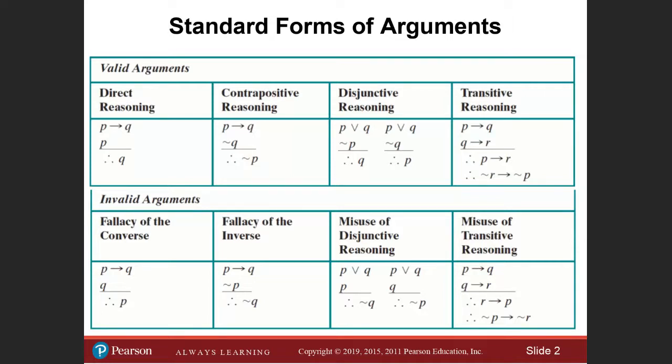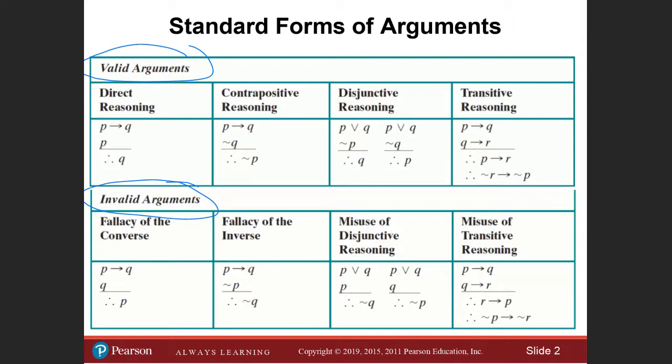Standard forms of arguments. We have the valid arguments and invalid arguments. Each has 4 types. So for valid arguments, you have the direct reasoning, contrapositive reasoning, disjunctive reasoning, and transitive reasoning. Whereas in invalid arguments, you have the fallacy of converse, fallacy of inverse, misuse of disjunctive reasoning, misuse of transitive reasoning.